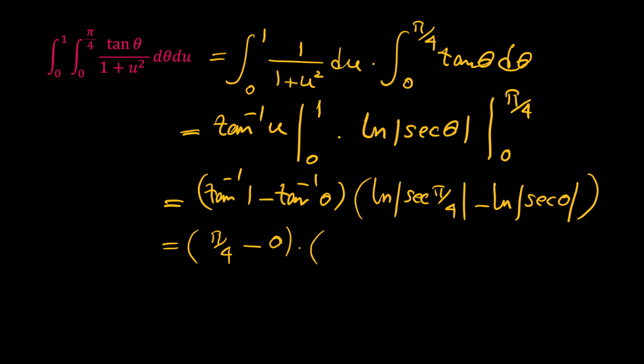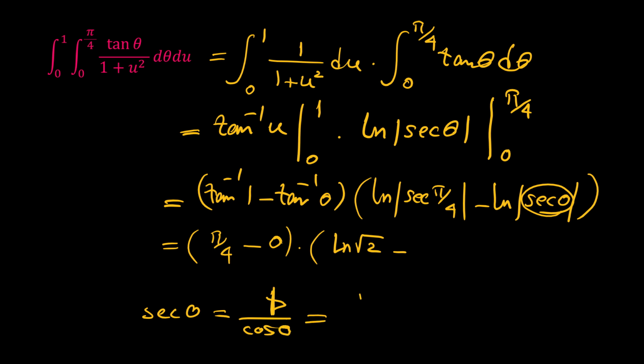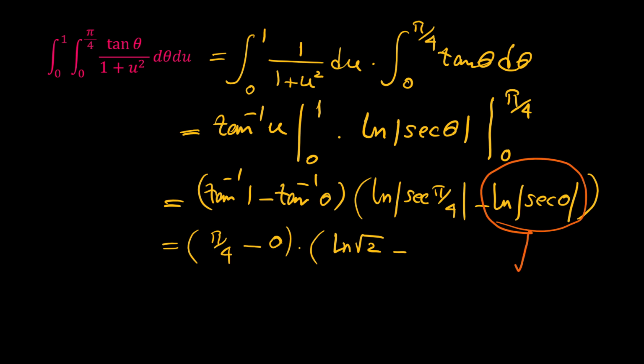So we have ln of radical 2. Secant of 0 is 1 over cosine of 0. 1 over cosine of 0 is 1, so 1 over 1 is 1. So we have ln of 1, but ln of 1 is 0. So ln of secant of 0 is 0. So we have only ln of radical 2 basically here.